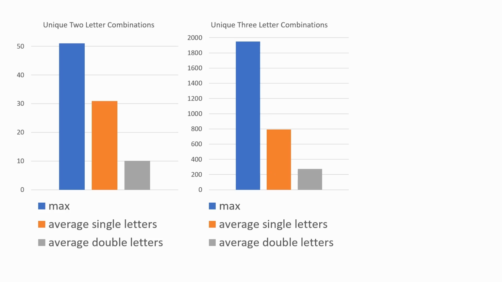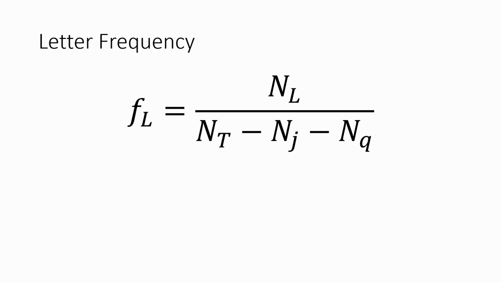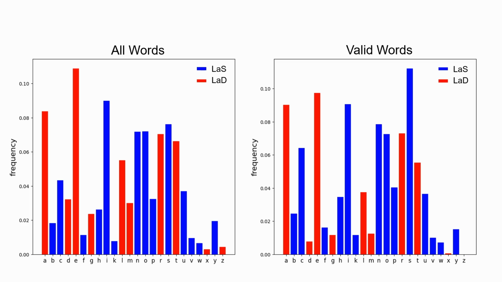So earlier in the video, we made these graphs to talk specifically about the letters as singles versus the letters as doubles, and why we thought the letters as singles would do better. So now we can check to see if our intuition was correct or not by calculating the letter frequency. So we look at every letter, we count up how many times we see the letter that goes on top, and then we count up how many letters we see total. I'm just getting rid of the J and the Q here because we just don't care about them. And we get these graphs.